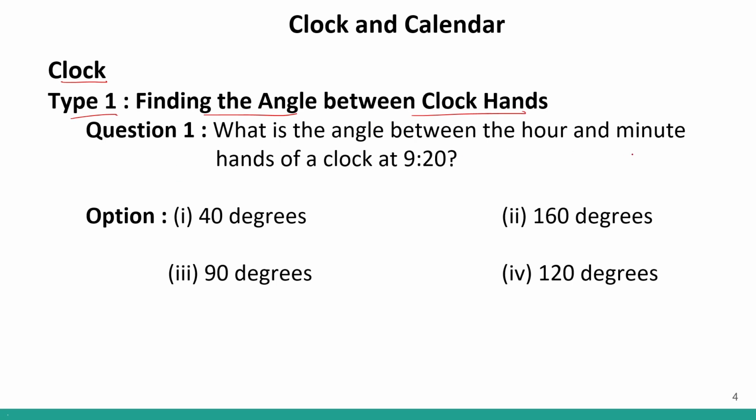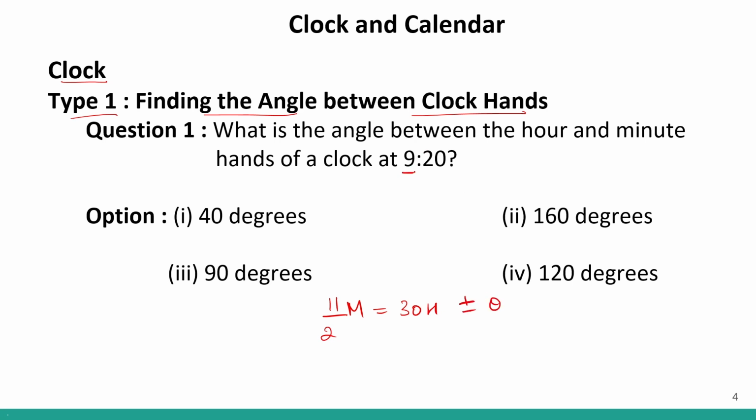Question 1 is, what is the angle between the hour and the minute hands of a clock at 9:20? In these types of questions, whether it is AM or PM is not relevant. So what was the basic formula? 11 by 2 m equals 30 h plus minus theta. This was the basic formula.